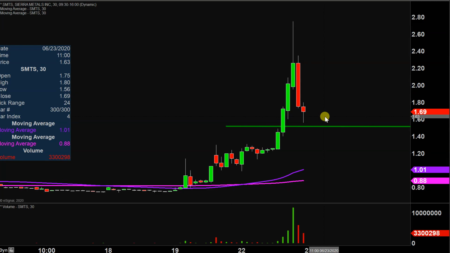Now, $1.50 I would not call a must-hold level, meaning if the price falls below there, does that mean the entire chart is all of a sudden destroyed? I'm not saying that. All I'm saying is that, preferably speaking, what would make the chart look the best and most ideal would certainly be if the price can stay above that $1.50 mark.